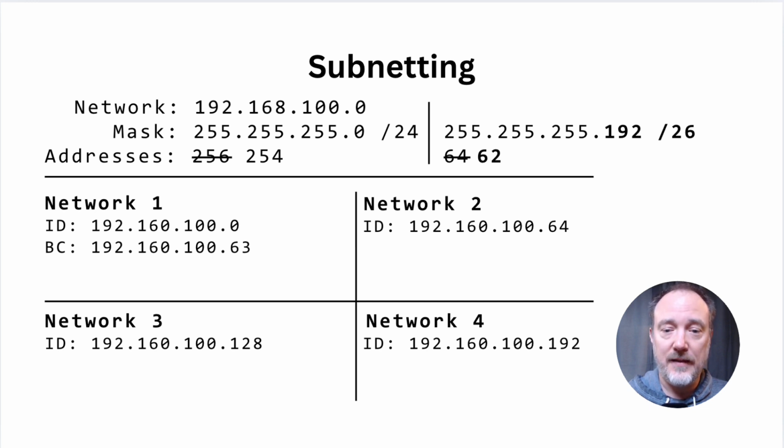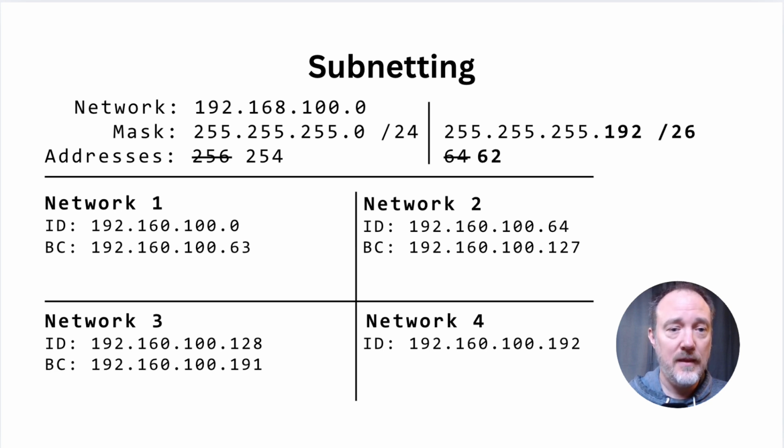The broadcast address for network 1 would be 192.168.100.63. That's what we get when we turn all those host bits on. The broadcast address for network 2 is 192.168.100.127. And the broadcast address for network 3 is 192.168.100.191. And then the broadcast address for network 4 is 192.168.100.255. And I notice in here I have 192.160 instead of 168 in the second octet. So don't let my typos throw you off. That should be 192.168.100 for the first 3 octets of all these.